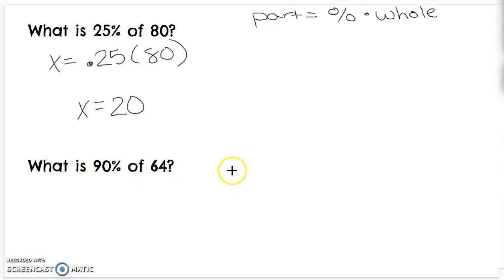What is 90% of 64? So again, I don't know the part. I have 90% of 64. 0.9 times 64 would be 57.6.